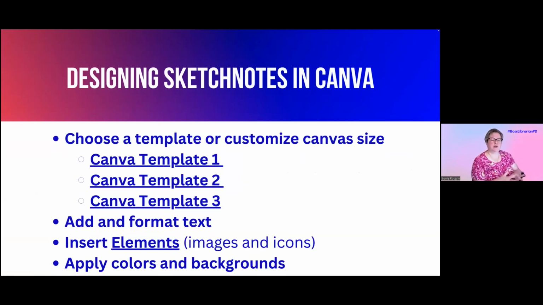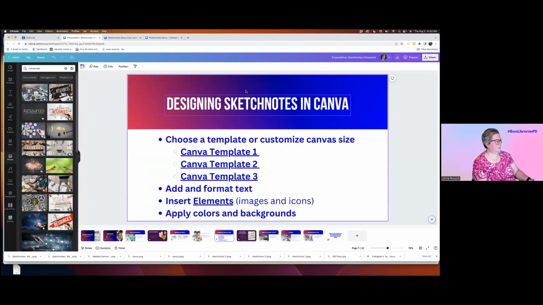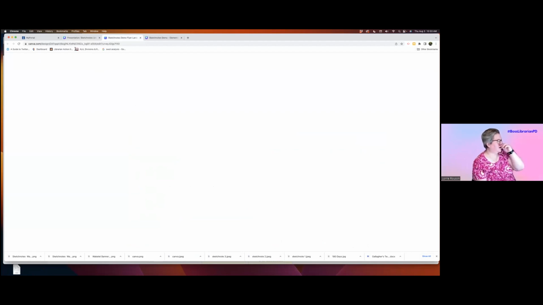Okay, so I'm going to show you a few templates that Canva already has in the program that you can get students started with. You can also start from scratch, and I'm going to show you what that looks like as well. And we'll talk about adding text and formatting text. We'll talk about images, we'll talk about elements, and applying colors and backgrounds. So I'm going to get out of the presentation for just a moment, and I am going to go to my demo flyer.